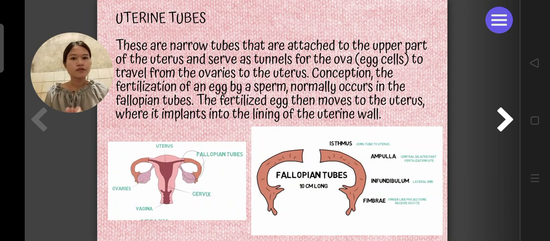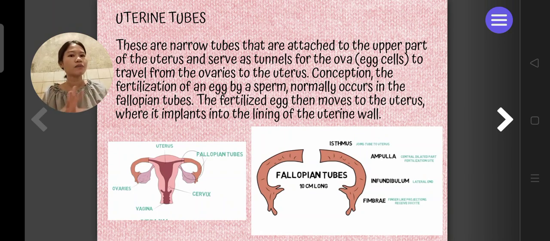and uterine tubes. These are narrow tubes that are attached to the upper part of the uterus and serve as the tunnel for the ova or egg cell to travel from the ovaries to the uterus. Conception, that is fertilization of an egg by sperm, normally occurs in the fallopian tubes. So, dito pala dumadaan yung eggs or yung ova. The fertilized egg then moves to the uterus where it implants into the lining of the uterine wall.